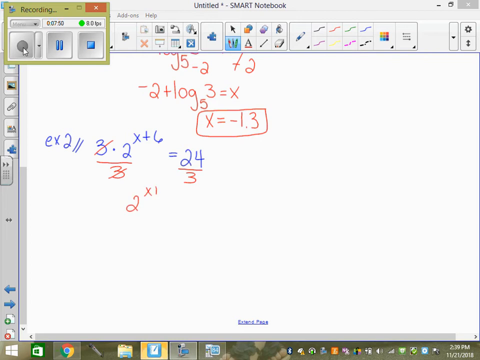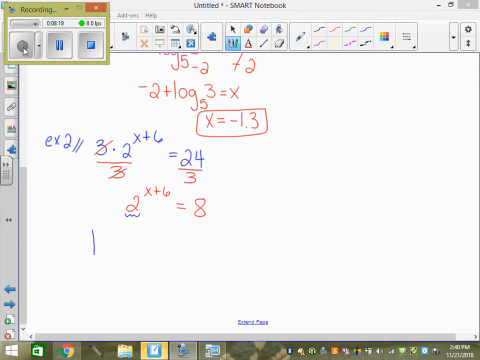So we get 2 to the x plus 6 equals 8. There's 2 ways I could solve this now. Common base, or I can convert to a log. Now, when you have 2 bases, 1 exponent, you can always convert to a log. If you have 2 bases and 1 exponent, you can sometimes make common base. Okay? In this case, we could common base, but I'm going to convert it to a log.